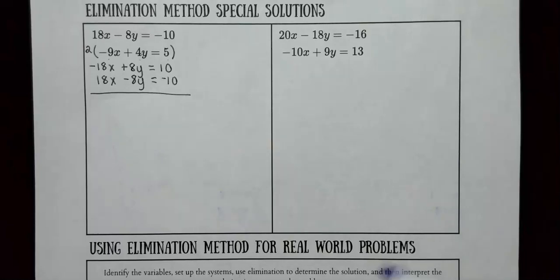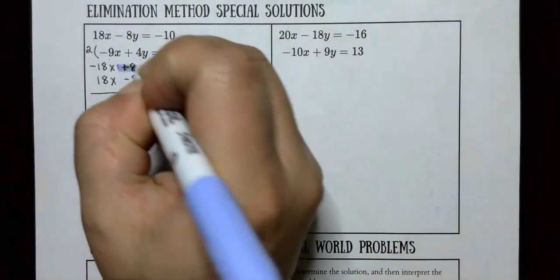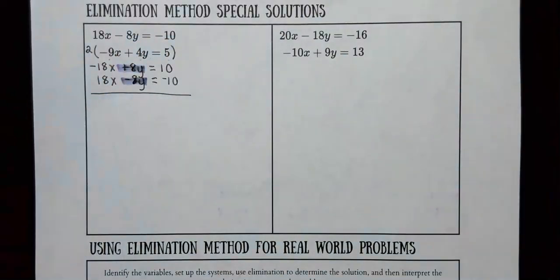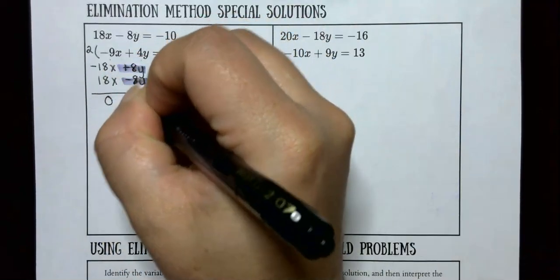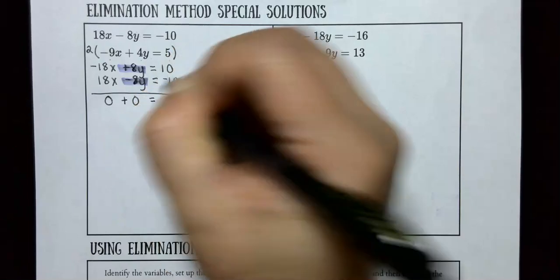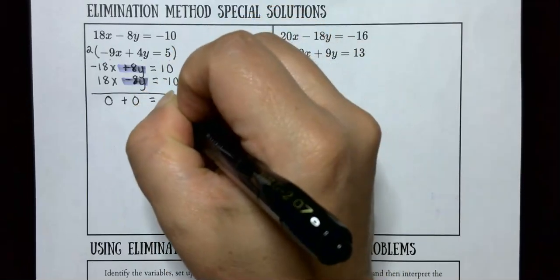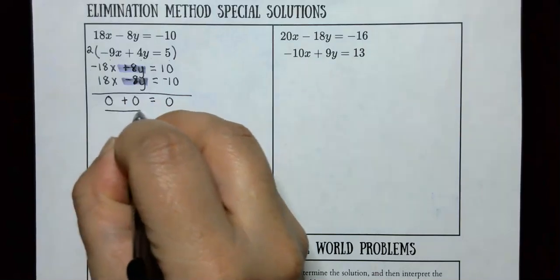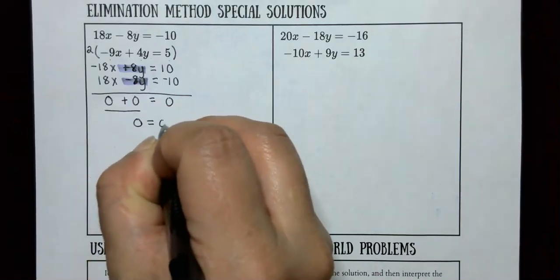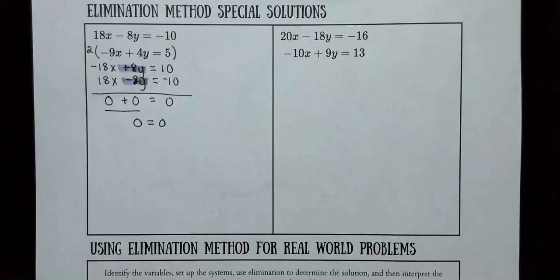Our intention was to get rid of the y's by creating the 0. But you should also notice that your x's are going to cancel out as well because you have 18's, one's positive, one's negative. So when this happens, just work it out. We know this is 0. We know this is 0, equals, and now this is 0. 0 plus 0 is 0. And we know that 0 is equal to 0. These are the same number.